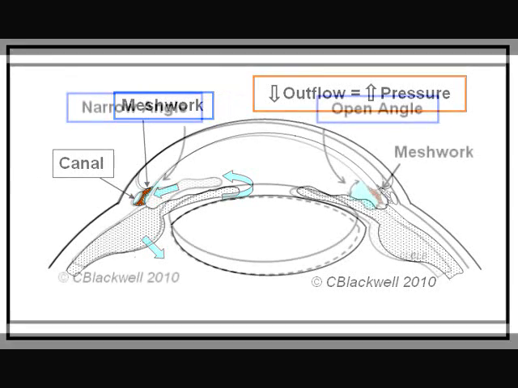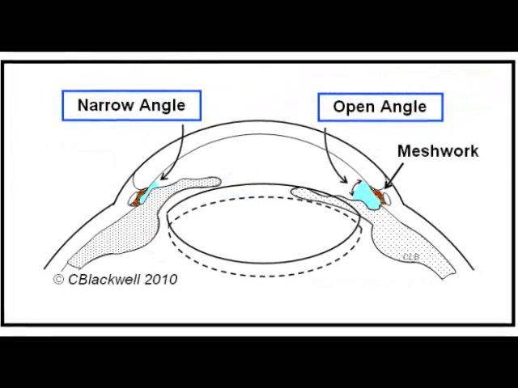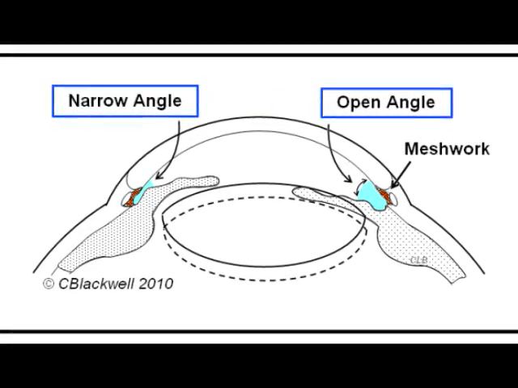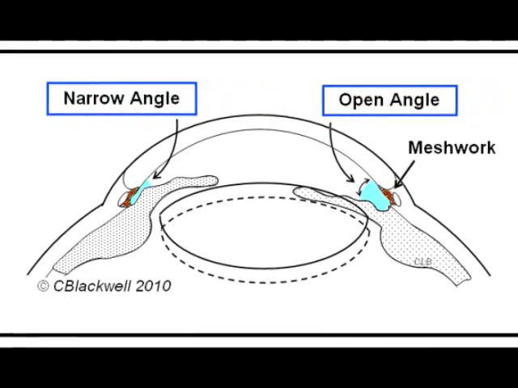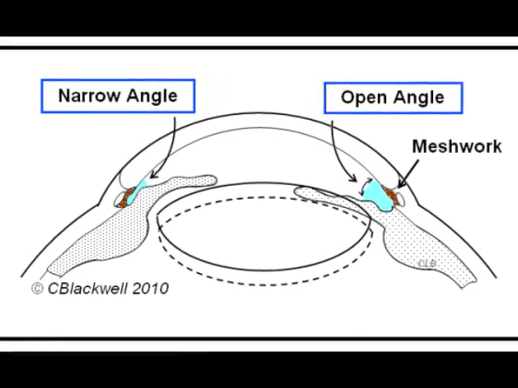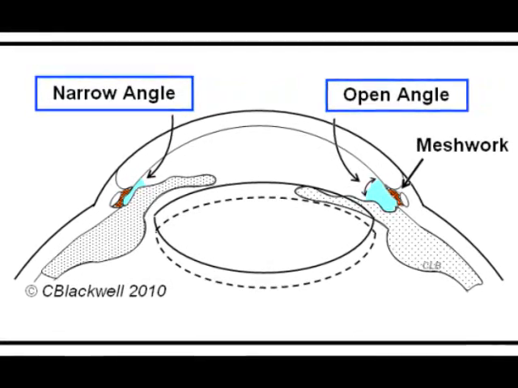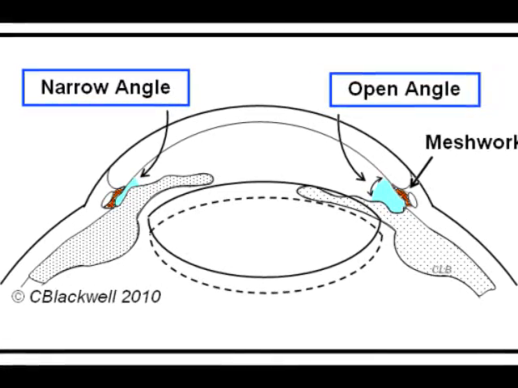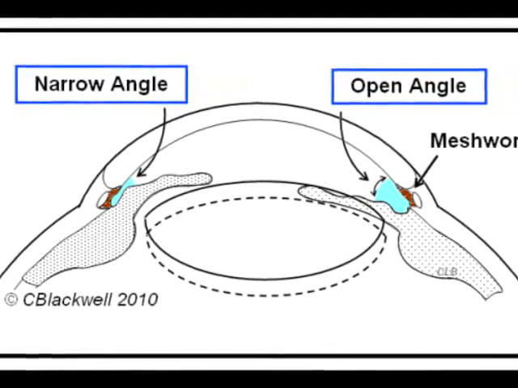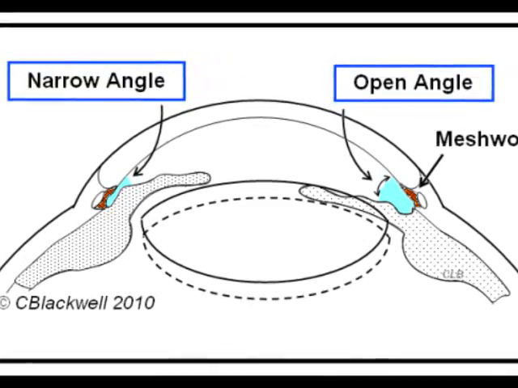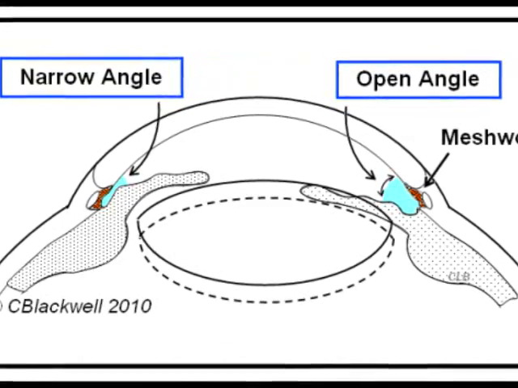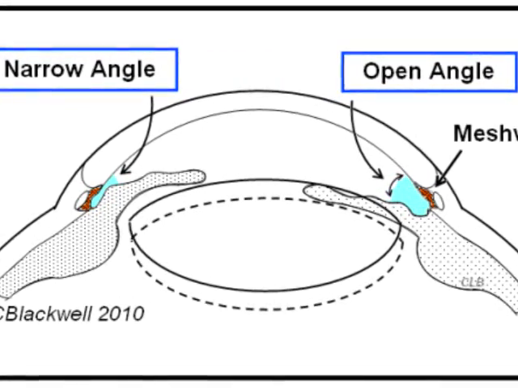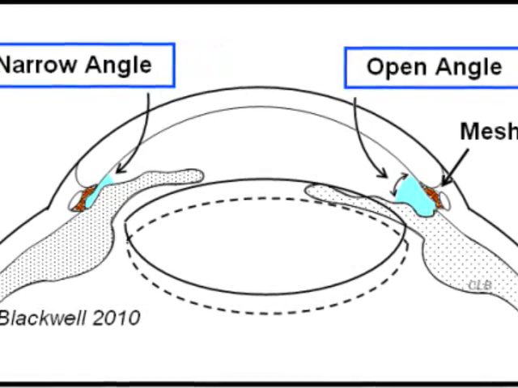The other common type is called narrow angle. It is responsible for most of the remaining 10%. On the right side of this diagram is the open angle, with plenty of space for the aqueous to reach the meshwork. On the left side, you can see the iris is pushed forward, leaving only a narrow slit for aqueous fluid to reach the meshwork. If the iris moves any farther forward, it would block access to the meshwork. And if aqueous can't get to the meshwork, it can't get out of the eye, and pressure rises. This is what narrow angle glaucoma is, and it is covered in a separate video.